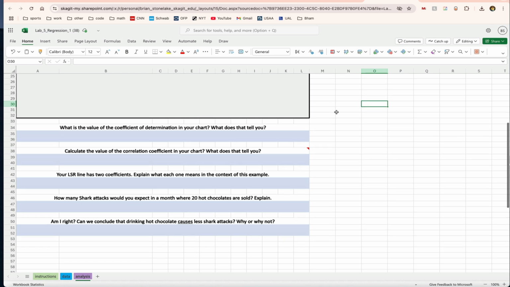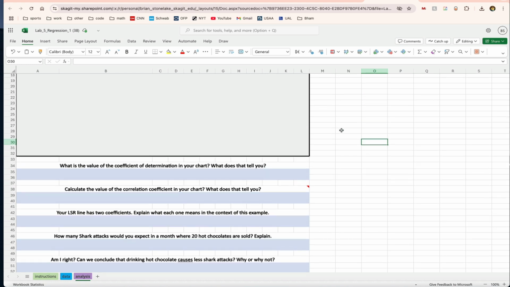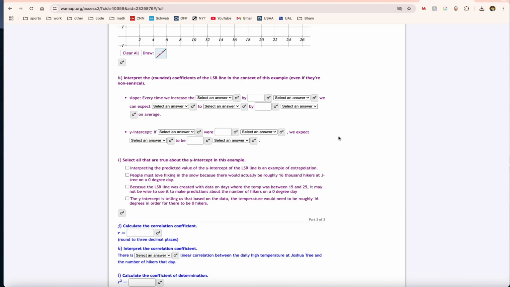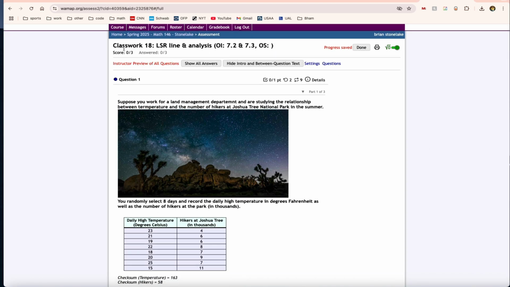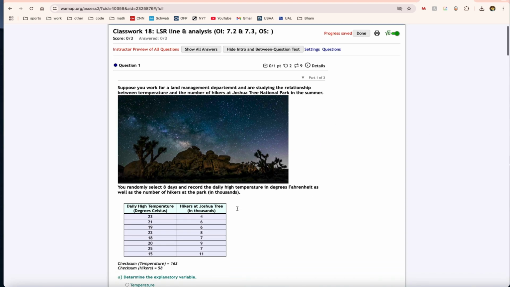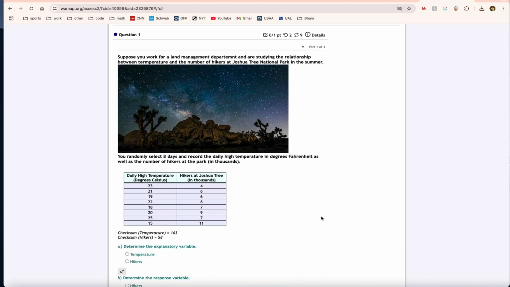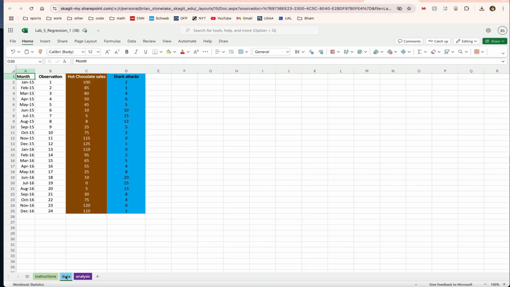But the comment that I want to make is all of this stuff might feel a little bit foreign because you're in Excel, but it's really not. It's similar to what you've been doing on the homework and the classwork. So I opened up classwork 18 and just go to the first question, although really it doesn't matter which one.